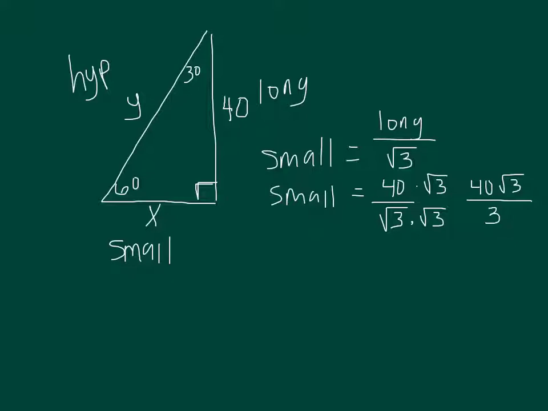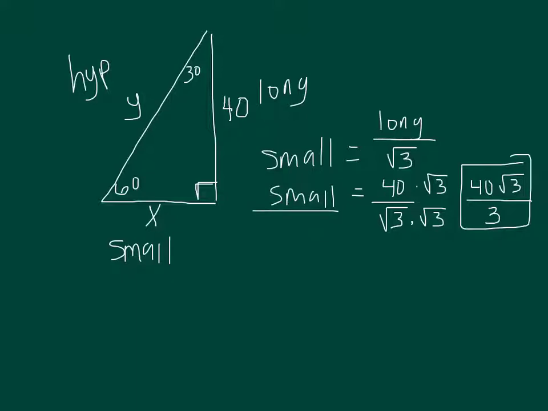Now we want to check to see, does 40 divided by 3, does that work? Does it come out equal? And the answer is no, it does not, because 40 divided by 3, you're going to end up getting a decimal point. So this is the answer to your small leg. Okay? So there is your small.